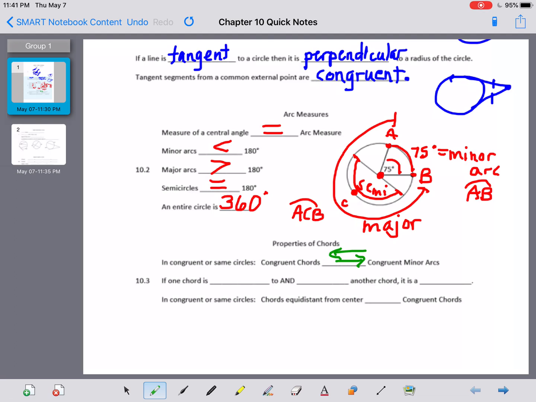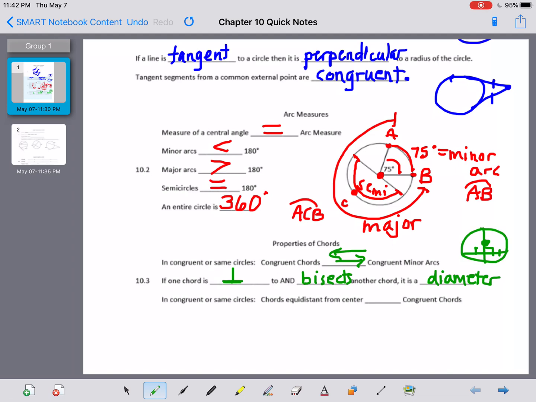If one chord is perpendicular and bisects another chord, it is a diameter. So if you see in a circle that you have 2 chords and one is perpendicular and cuts the other in half, then you know it has to be the diameter. And you can flip that the same way. If it's the diameter, it will be perpendicular and it will bisect the other chord as well.